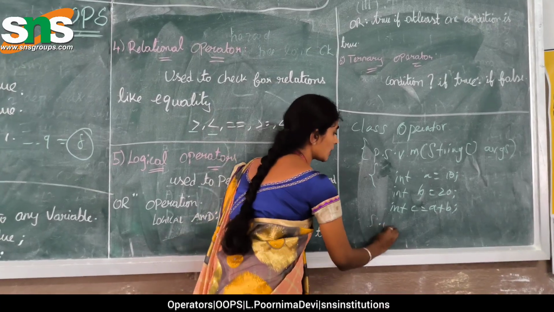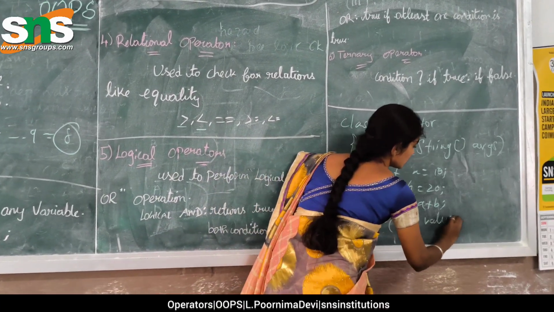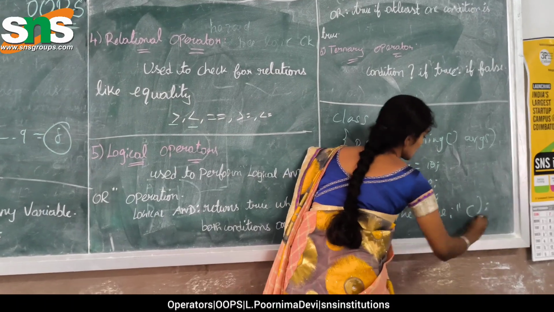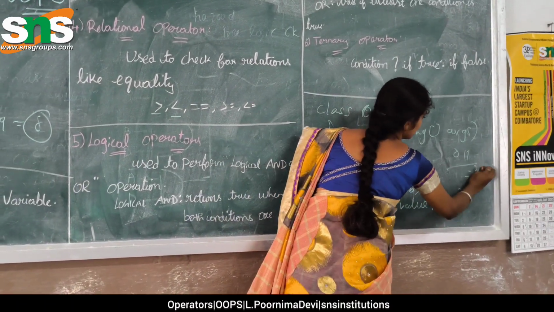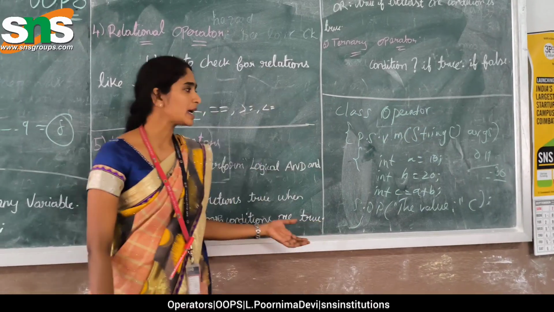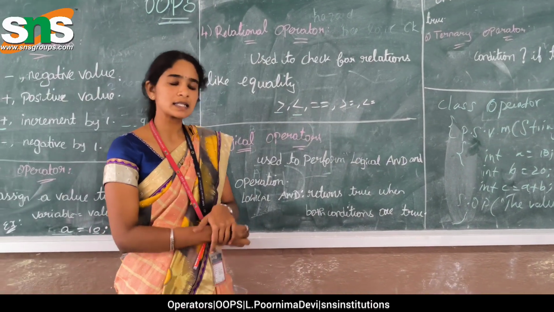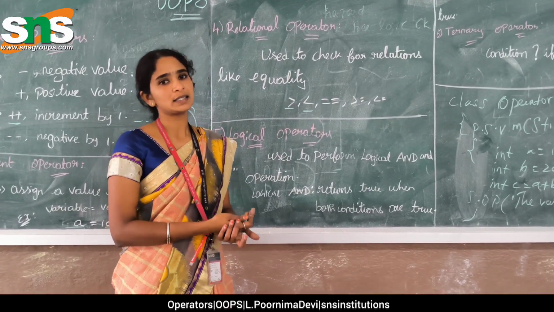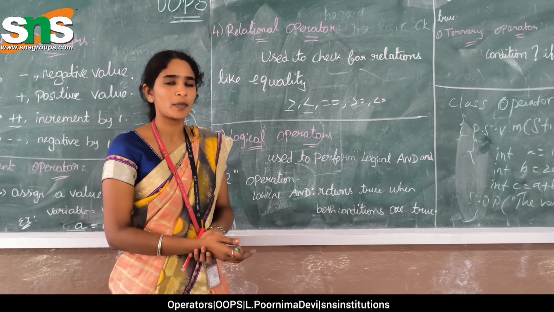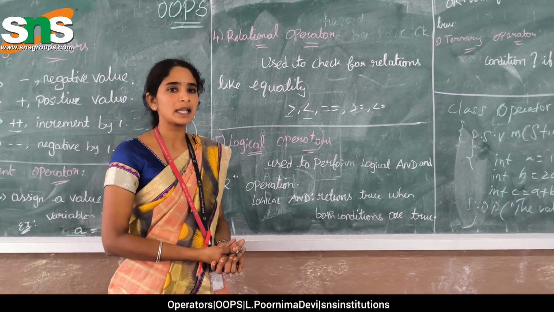In System.out.println, the output will be 30. This is how the operator is used. In this class we discussed the operators: arithmetic, logical, ternary, and relational operators. All of these are used in our programs.